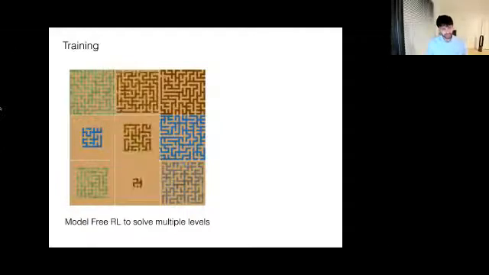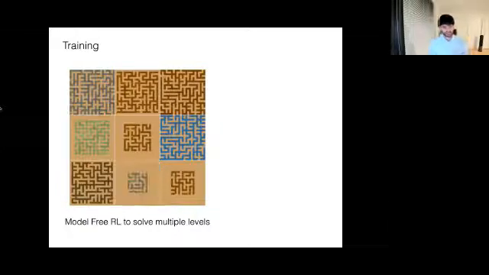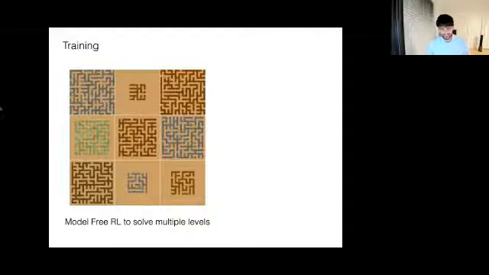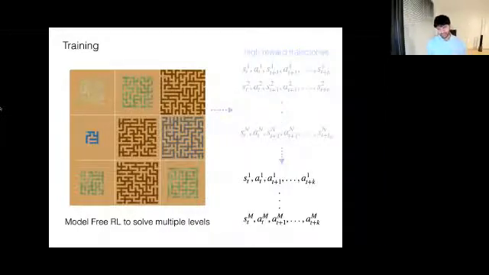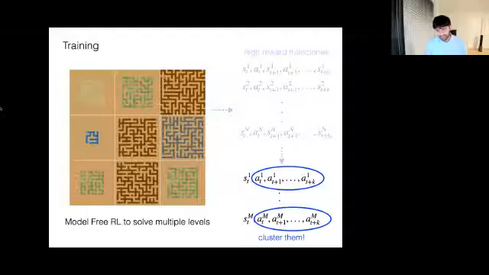First we use model-free RL algorithms to solve multiple levels. Right? And what this does is it produces high reward trajectories, which I've just denoted from S1 to Sn. Now we're going to rewrite these trajectories so that I have my current state S_t and a bunch of, say, k actions after each state. So I can segment my trajectories to get my current state and k actions after that. And what I'm going to do is simply cluster these actions.